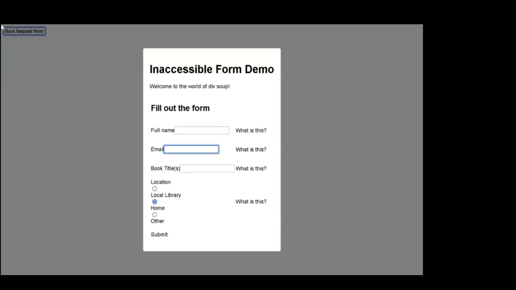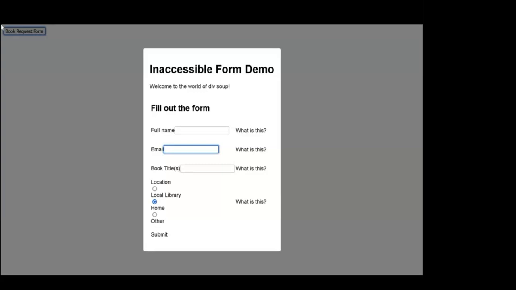Heading Level 1 Inaccessible Form Demo. Alright, welcome to the world of div soup. Let's just read this through quickly. Table with 6 rows and 2 columns. Heading Level 2. Fill out the form. Strike 2. Don't use tables for layout purposes. Full name, edit, has autocomplete. We have these form fields on one side, and then these "what is this" links on the other. That's strike 3. These "what is this" buttons are actually not proper controls at all. This is an example of lack of semantic HTML, because these should be links or buttons, and they're not.